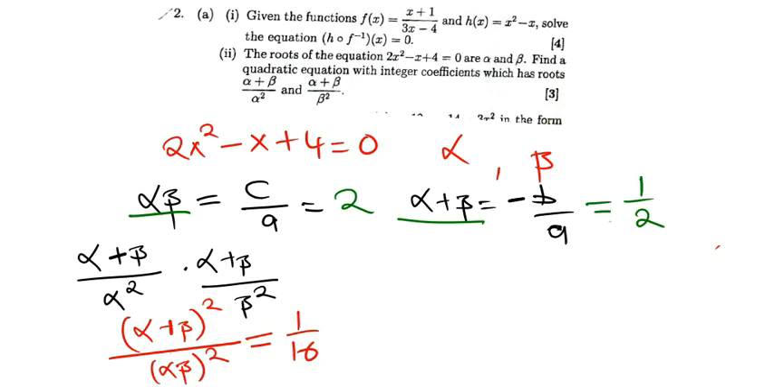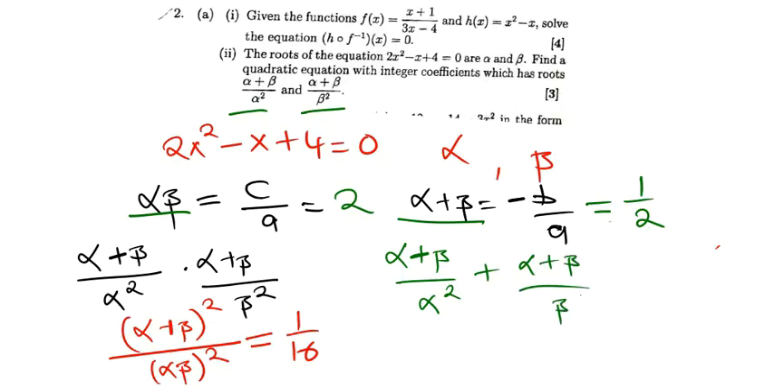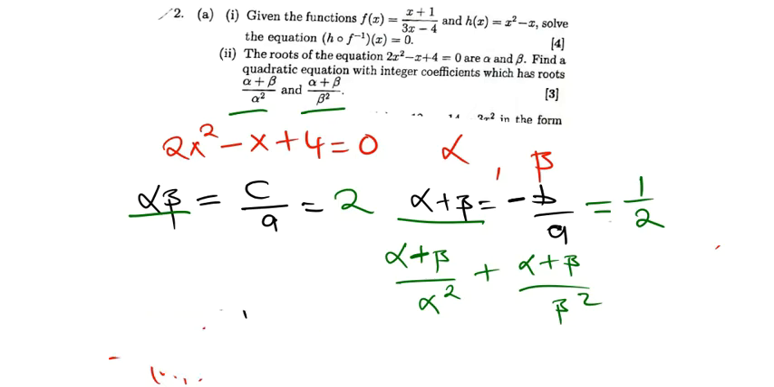Now we can look at the addition part. These same two new roots, we're supposed to add them. So we have alpha plus beta over alpha squared plus alpha plus beta over beta squared. Okay, so let's just take note of what we have already. The product, don't forget, it's 1 over 16. So this other part which we are adding, common denominator, the product of the denominators will be alpha squared beta squared.